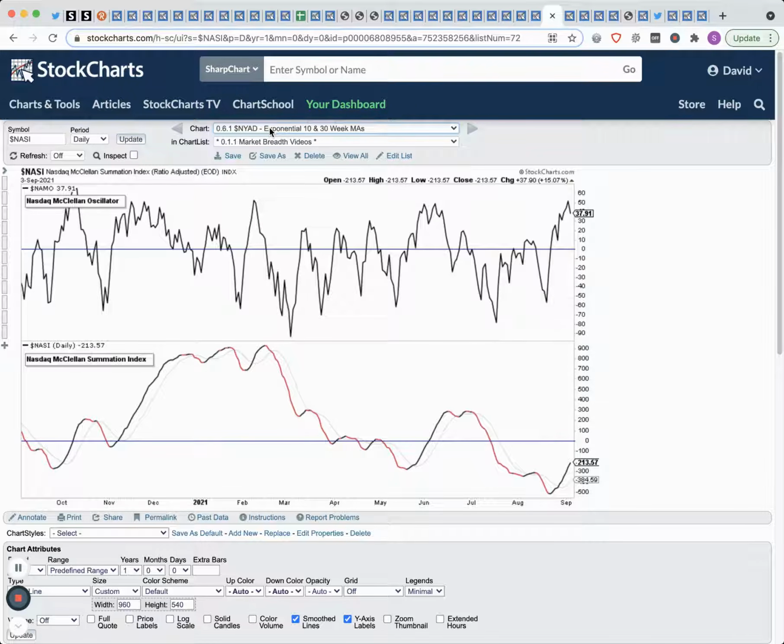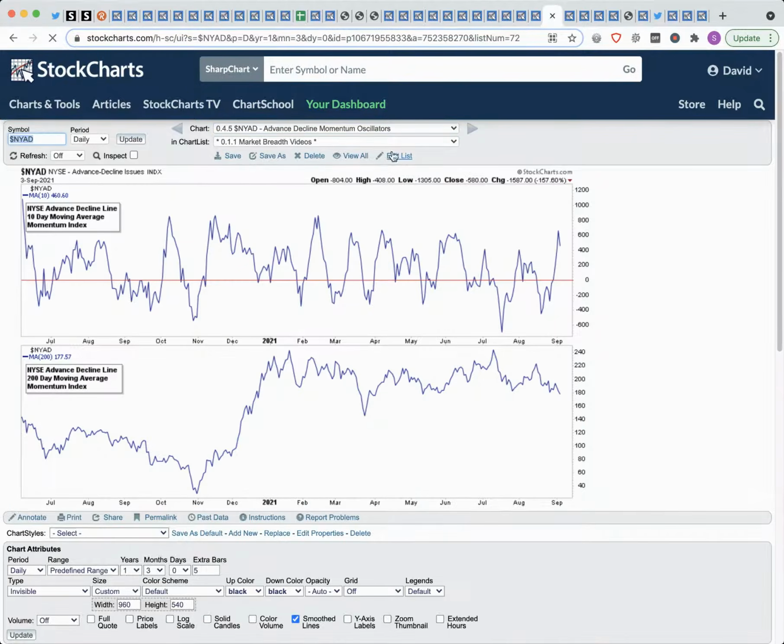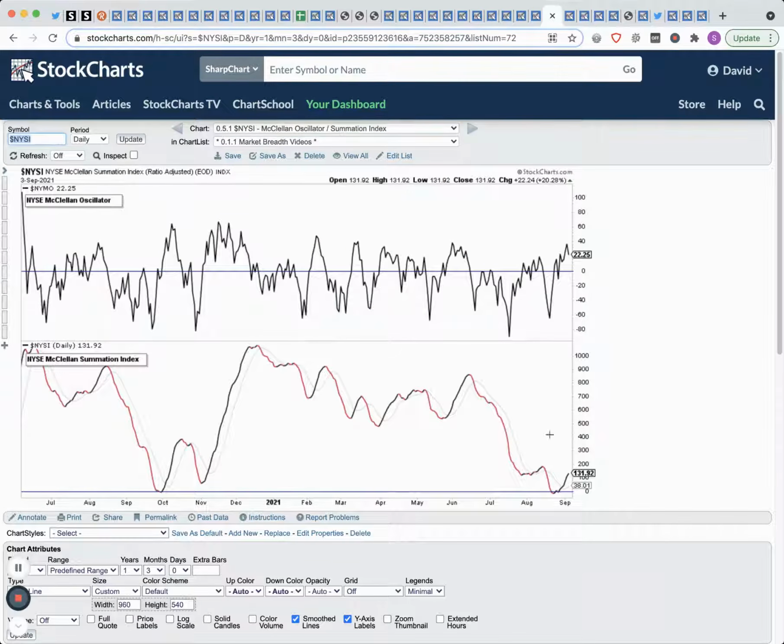What else have we got? Advance decline, not that one. The NYSE version is showing a similar thing. It's never really got below the zero line, and it's moved back above. So that's on a bullish signal again, and it's back above its zero line on the oscillator.